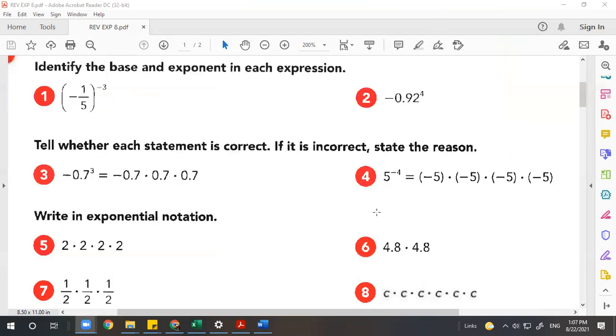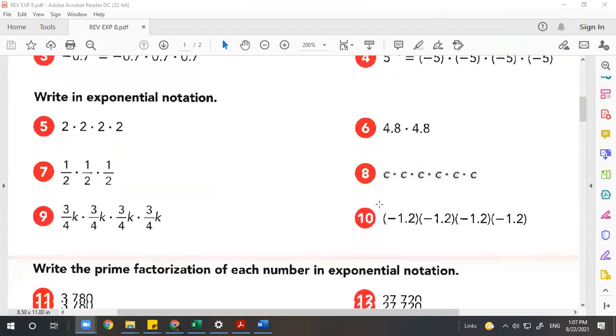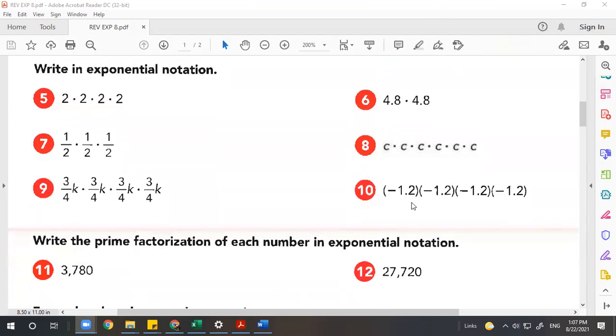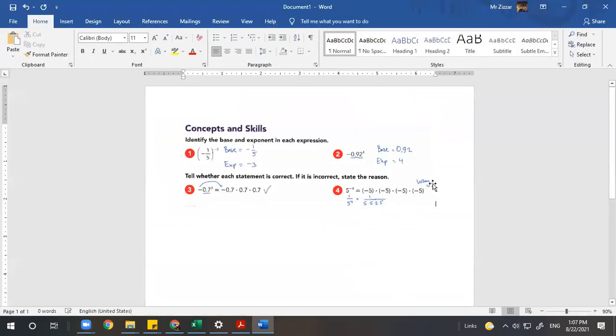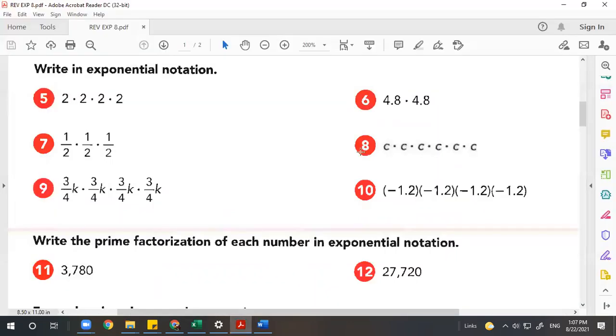So let's go to number 5, 6, 7, 8, 9, 10. Okay, so 5 until 10. Let me know whenever you have any question or just tell me the thing that you still don't understand. Okay, for number 5, write in exponential form. Okay, you can tell me, Stacy. 2 to the power of 4.